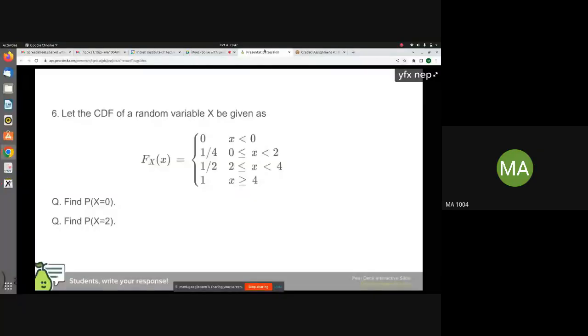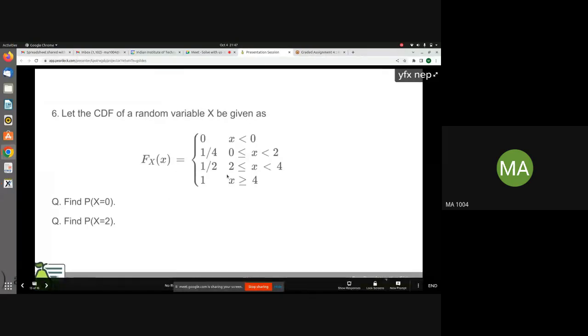So the previous question, question number 6. Sorry, I forgot. That is a discrete random variable. The CDF was given with some ranges, and we need to find the probability that X equals 0. For X equal to 2, I'm a bit confused.